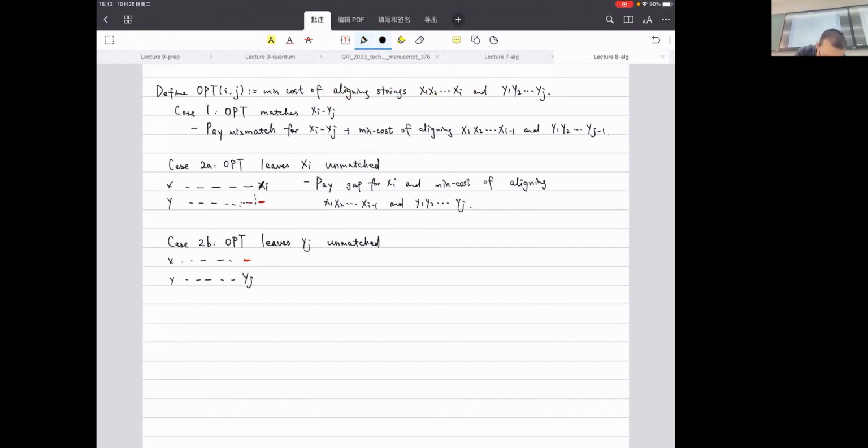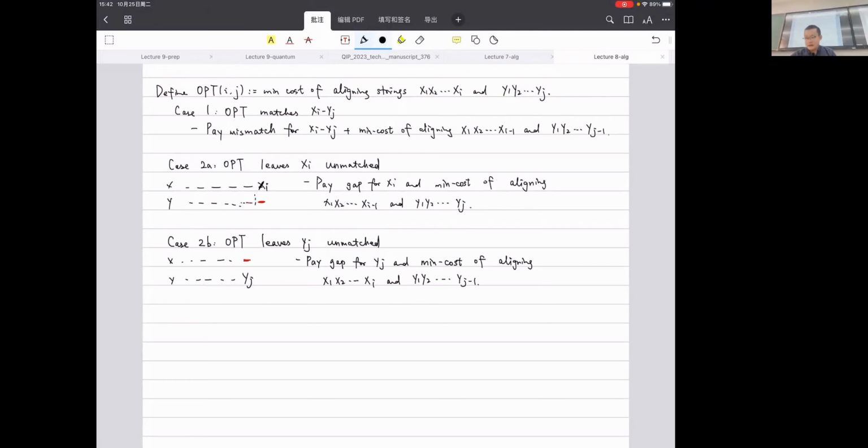So basically, for this case, we can imagine that we are going to pay a gap for Yj, and a mean cost of aligning x1, x2. We didn't make change to the axis, so it's actually until xi. And on the other hand, for the y's, it is at y1, y2 until yj minus 1.